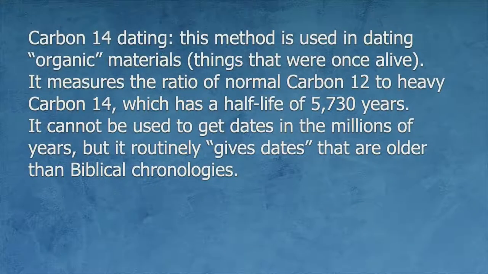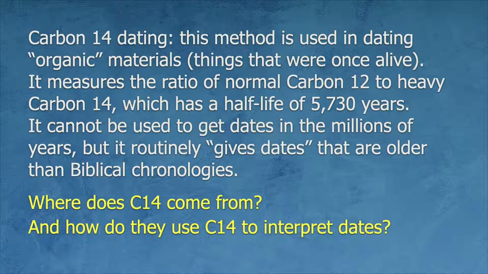So with carbon-14 dating, this method is used in dating organic materials, things that were once alive, and it measures the ratio of normal carbon, carbon-12, to heavy carbon-14, which has a half-life of 5,730 years. And it cannot be used to get dates in the millions of years. And this is interesting, but it routinely gives dates, and this is the part that maybe is a challenge for some creationists, that are older than some of the chronology that we see in the Bible. Now let's ask ourselves two questions. Where does carbon-14 come from, and how do they use carbon-14 to interpret dates?